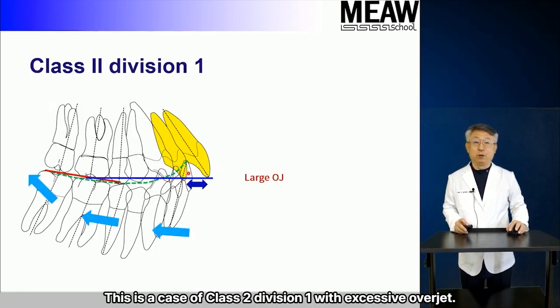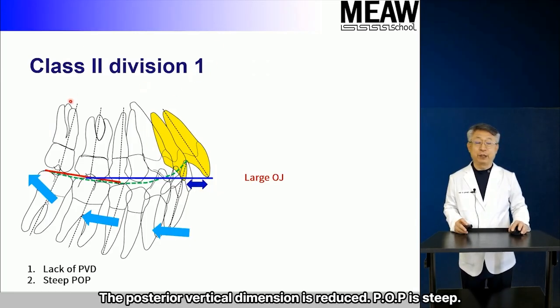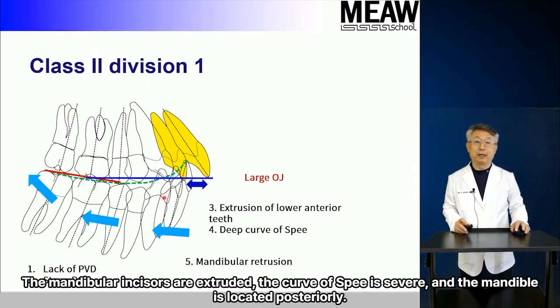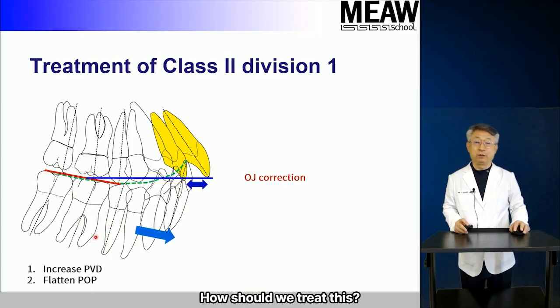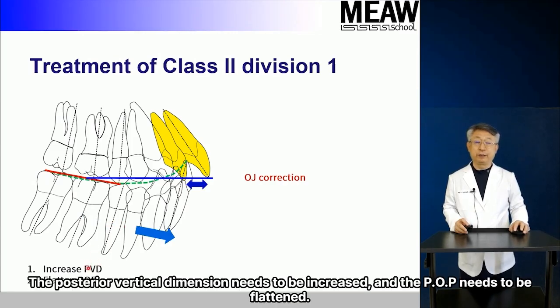This is a case of Class 2 Division 1 with excessive overjet. The posterior vertical dimension is reduced. POP is steep. The mandibular incisors are extruded, the curve of SPE is severe, and the mandible is located posteriorly. How should we treat this? The posterior vertical dimension needs to be increased and the POP needs to be flattened.